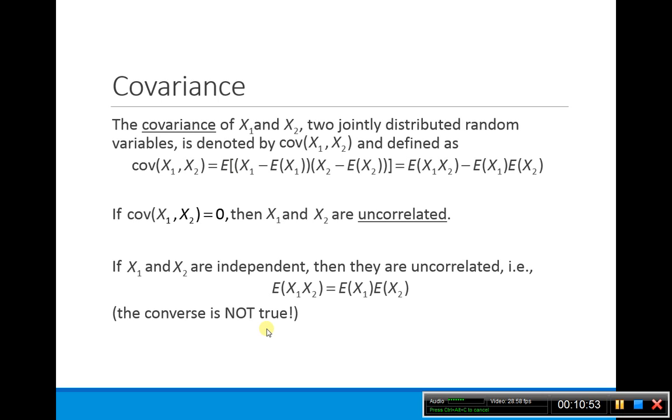Now we define the covariance. The covariance of two jointly distributed random variables, covariance of x1, x2, is defined as the expected value of x1 times x2 minus the expected value of x1 times the expected value of x2. If this covariance is equal to 0, then they're called uncorrelated. If x1 and x2 are independent, then they are uncorrelated. The converse is not true. If they're uncorrelated, it does not mean they're independent. But if they're independent, then they definitely are uncorrelated. And if they're uncorrelated, then the expected value of x1 times x2 is just the expected value of x1 times the expected value of x2.